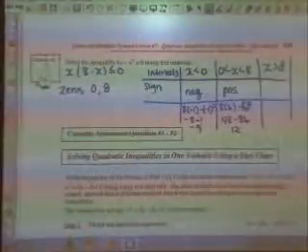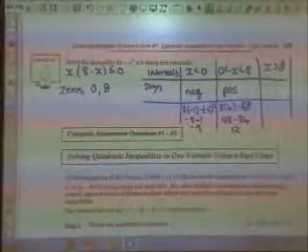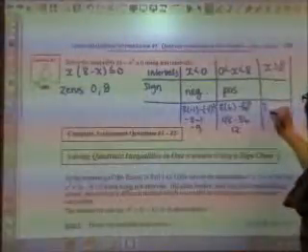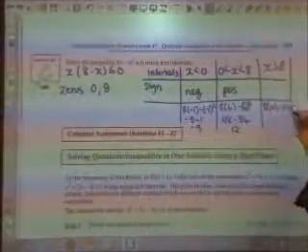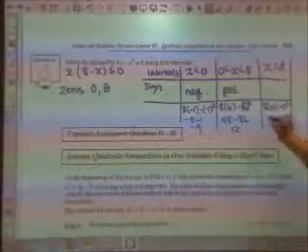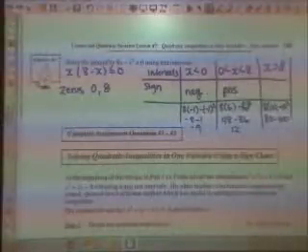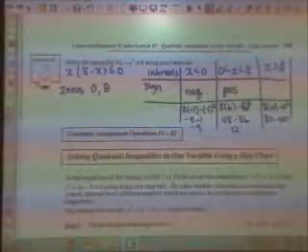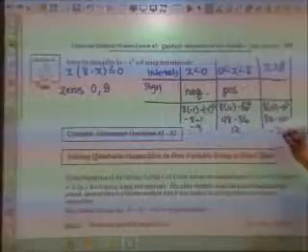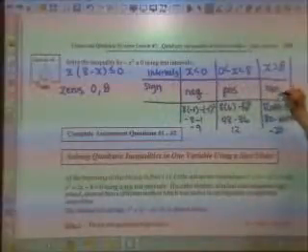And then pick a number greater than 8. 10. Good choice. So I get 8 times 10 minus 10 squared. So 8 times 10 is 80, and 10 squared is 100. So it's 80 minus 100, negative 20. So I get negative.